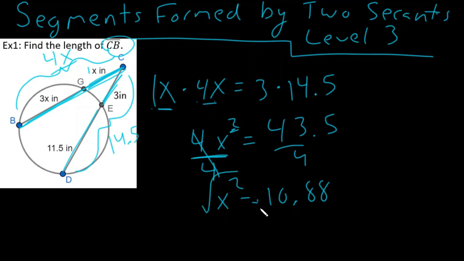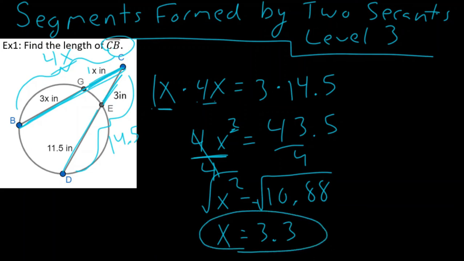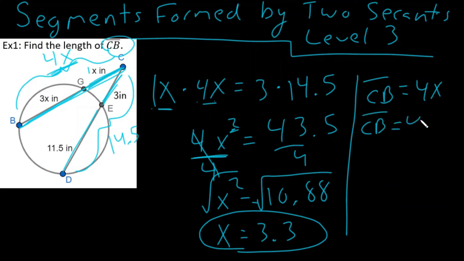Now from here, how do you get rid of a square? Well, we want to take the square root. And if you're using your cell phone calculator, just turn it to the side, hit that square root button, and we'll see that x is equal to 3 point, and it actually rounds all the way up to 3.3. Now notice, that's not actually our answer, because our answer was to find the length of CB. And we could represent CB by its total length of that 4x.